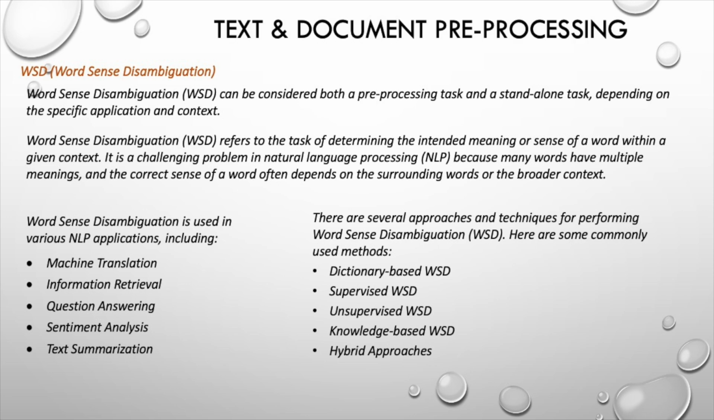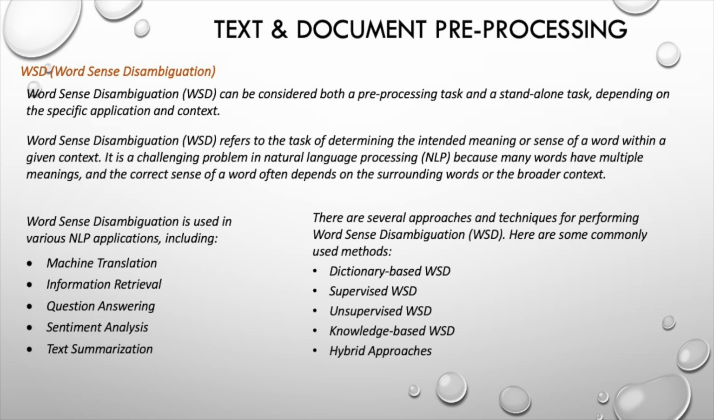WSD refers to the task of determining the intended meaning or sense of a word within a given context. It is a challenging problem in NLP because many words have multiple meanings, and the correct sense of a word often depends on the surrounding words or the broader context. The goal of WSD is to assign the most appropriate sense from a predefined set of possible senses to an ambiguous word. For example, the word bank can refer to a financial institution or the edge of a river. Without proper disambiguation, the intended meaning of the word in a sentence may be unclear.